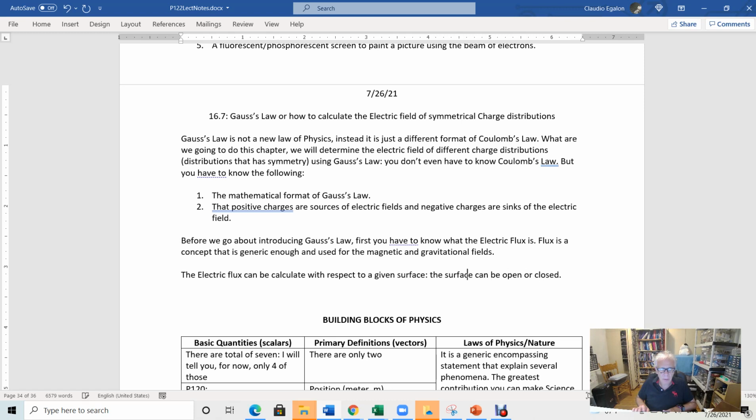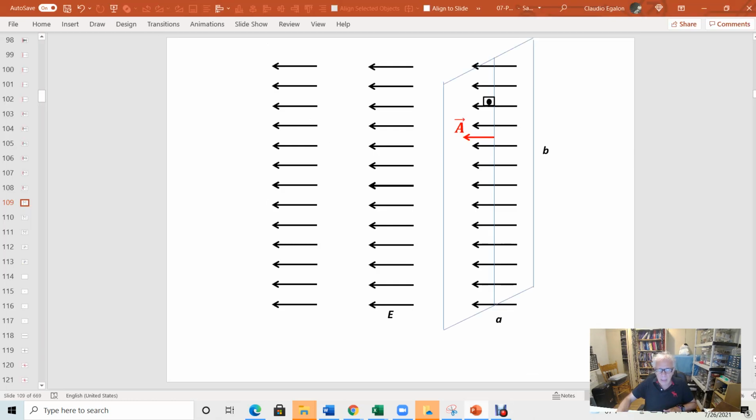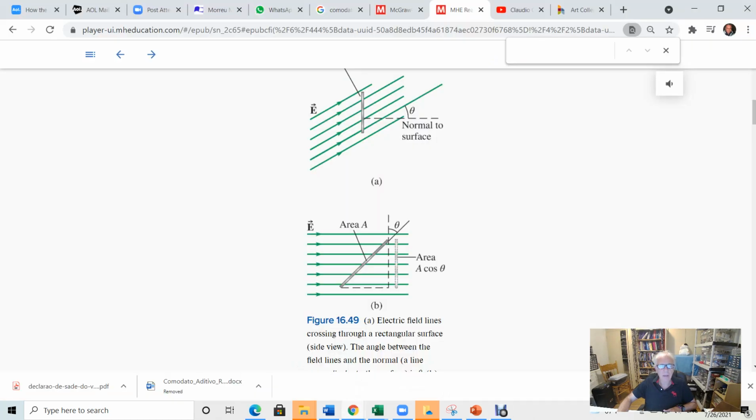A given imaginary surface of area A. The surface has to be imaginary. It's not a solid surface. The surface can be open or the surface can be closed. Here in my drawing, I have an open surface. It's not closed. It's just a flat surface, just like this one that you see here in your drawing.